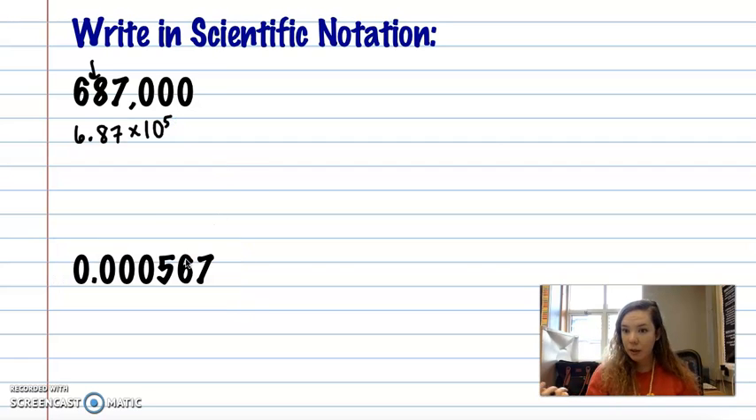Okay, another example, but this time it's a small number, less than 1. So I'm still going to put my arrow after the first digit that's not a 0. So this would be 5.67.